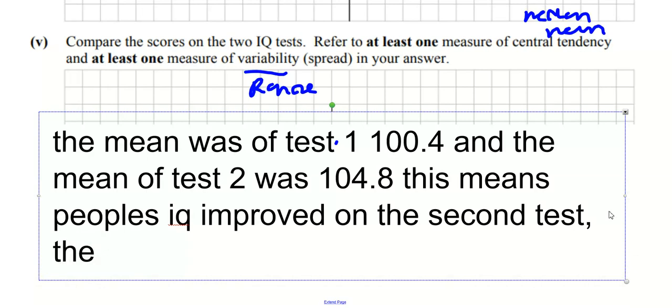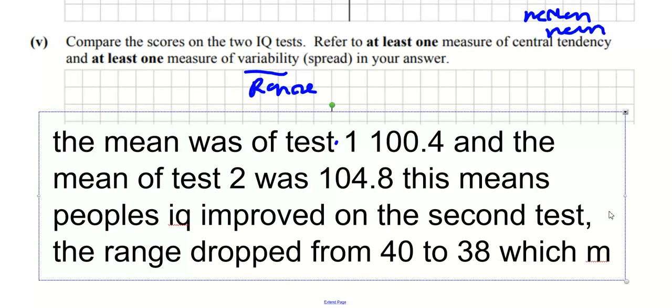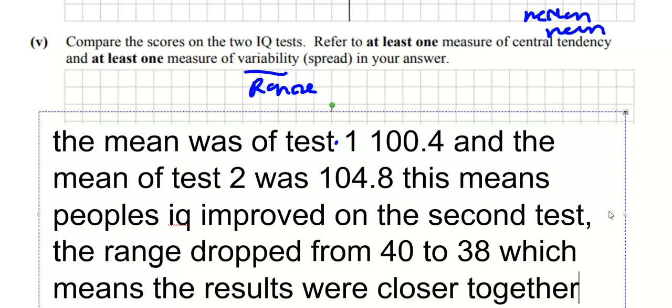The range drops from 40 to 38. What does that mean? Which means the results were closer together. Or the distance from the top result to the bottom result was closer. Okay. Is there anything else?